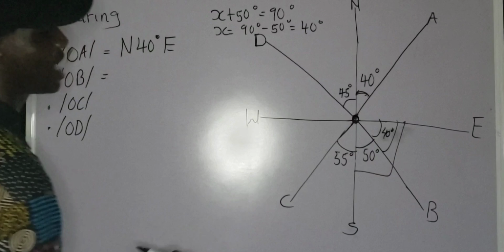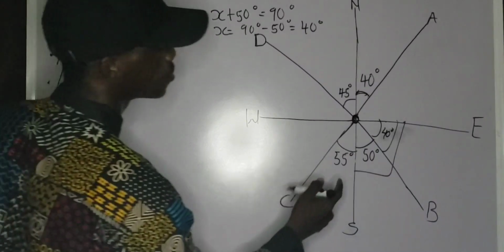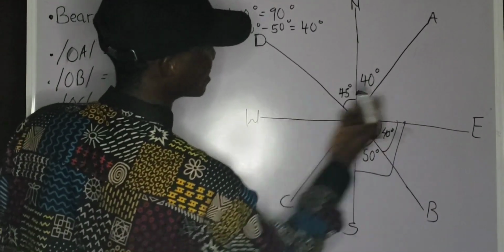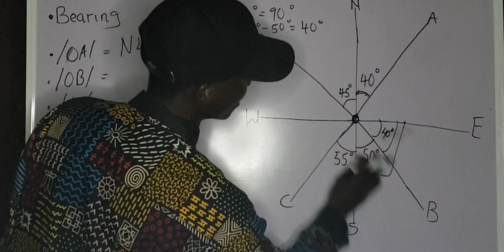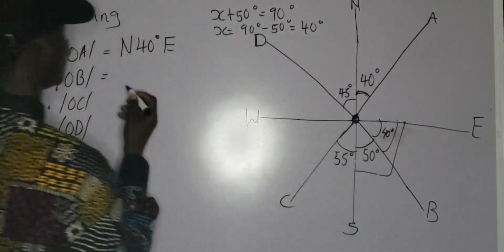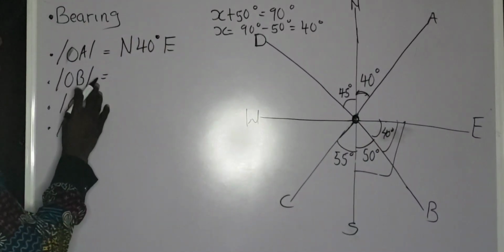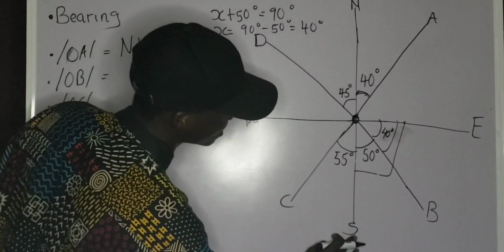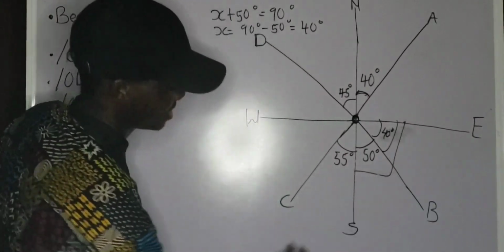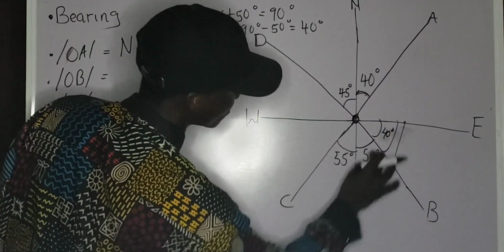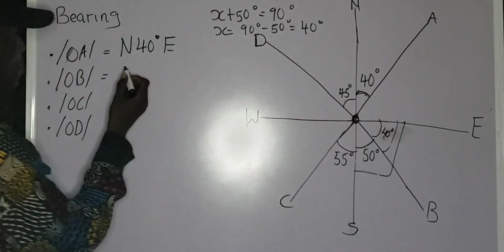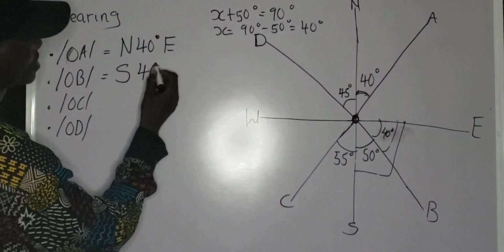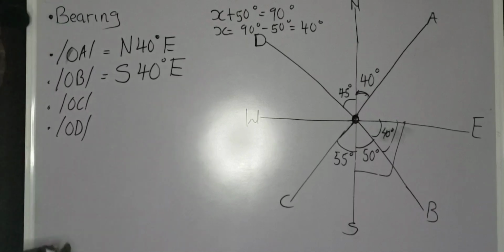So I have gotten the angle which line OB makes with the meridian, north and west east. The angle which line OB makes with this meridian is 40 degree. So the bearing of OB is what? That will be southeast, south 40 degree east. So I'm going to have south 40 degree east. Please, do you understand? It's very, very important that you understand this basic concept.